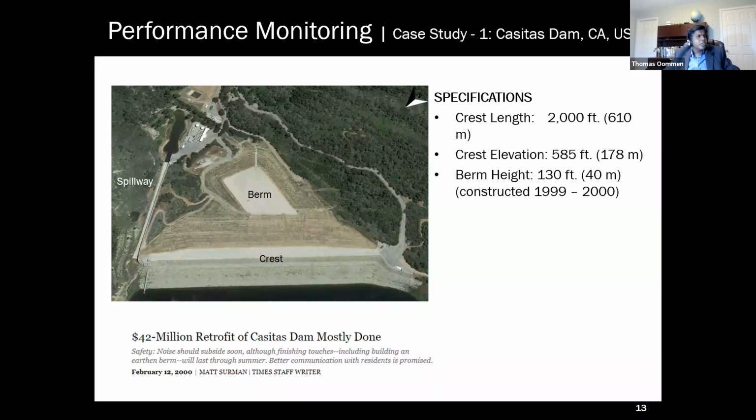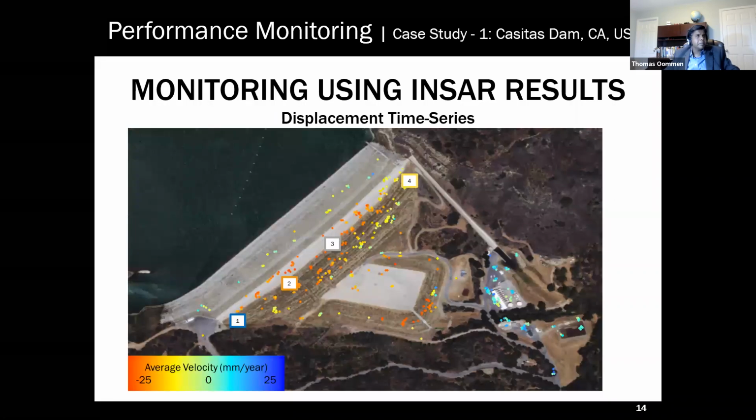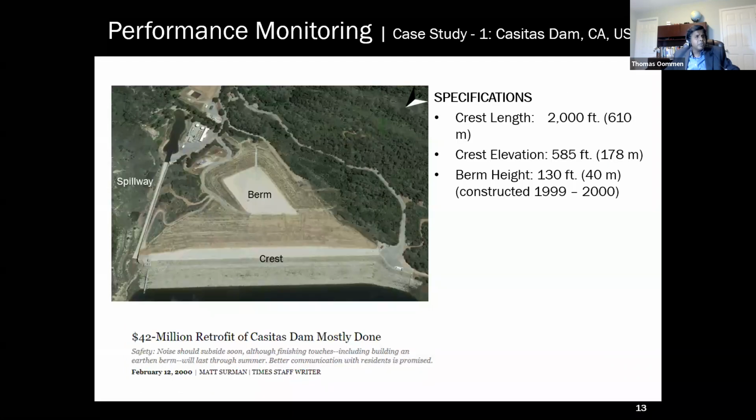We also saw that around 2000, there was a huge, costly retrofit to the Casitas Dam, which cost about 42 million. The reason for that was a concern that if there was an earthquake in this area, this dam could fail and cause huge risk to the communities downstream. So they did a retrofit to stabilize the dam.